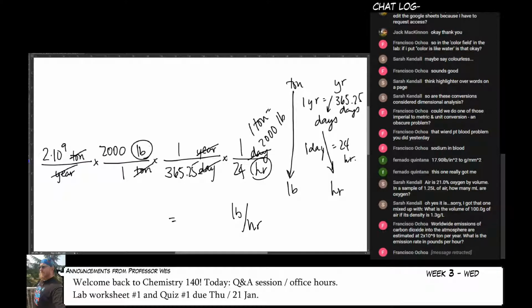So we get 3678.4. Oh, I only get 1 sig fig here because this number is 1 sig fig. So I get 5 times 10 to the 8, it looks like. 3678, yeah. So 5 times 10 to the 8 pounds per hour. Or in other words, 500 million pounds of CO2 are made every hour on Earth. 500 million.